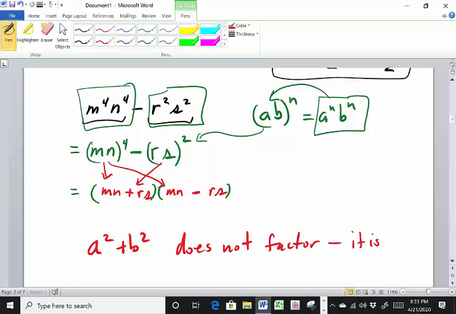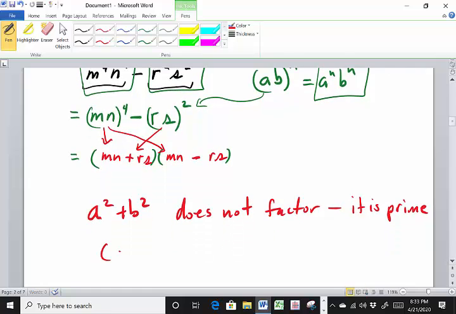It is prime. Okay? So you cannot factor the sum of 2 squares. Some of you guys will try to go a plus b times a plus b, and that is incorrect. It does not equal a squared plus b squared. Do not try to factor the sum of 2 squares.